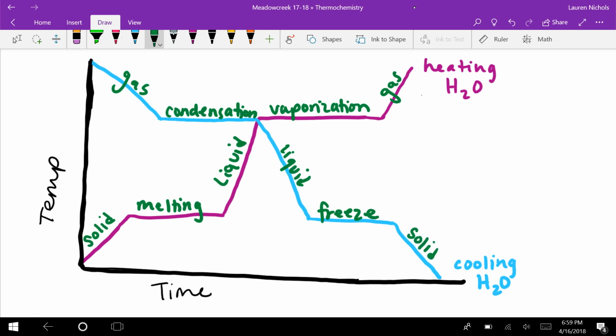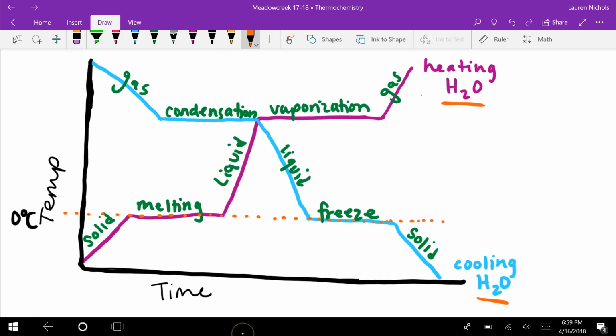Now, there are a few comparisons I would like to make, and if my drawings are not 100% to scale, then please forgive me because I'm not an artist. But if you'll notice, melting and freezing are happening at the same temperature. And so if this is for water, okay, melting and freezing will always happen at 0 degrees Celsius, okay? And it happens at the same time. The only difference is whether or not you're heating up or cooling down.